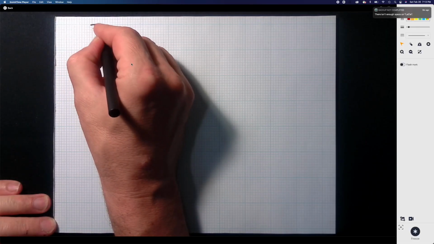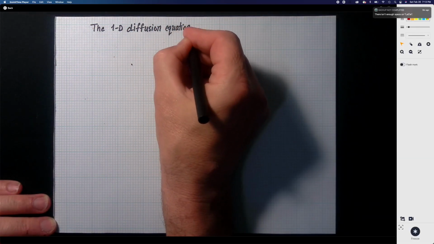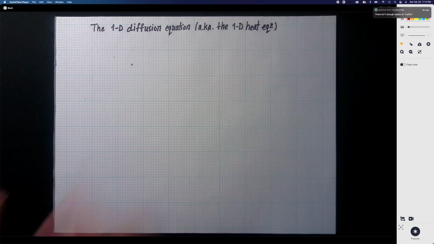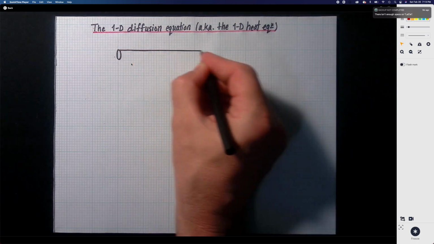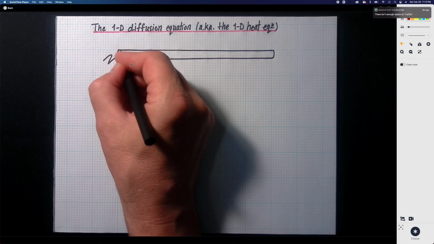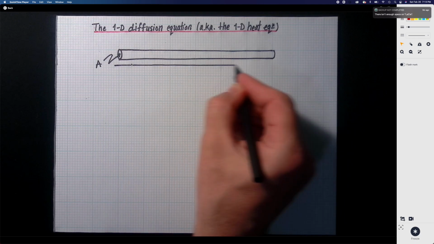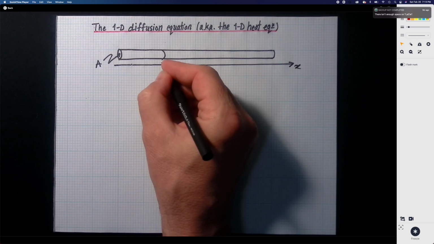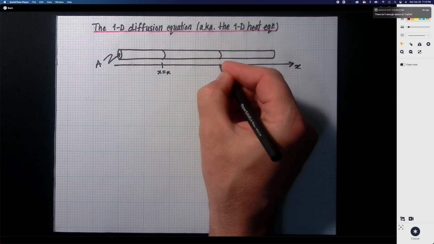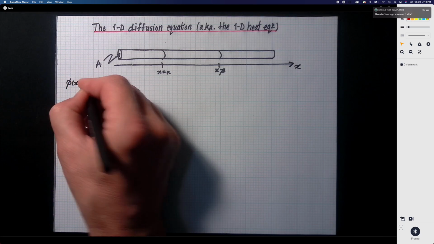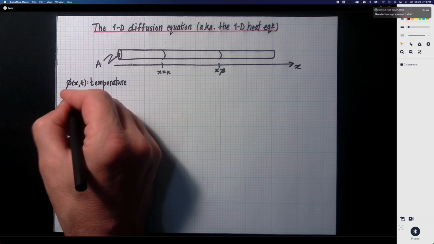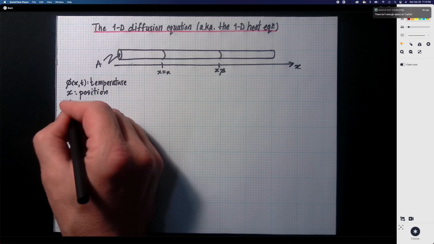In this video, we're going to look at the one-dimensional diffusion equation, also known as the one-dimensional heat equation. So we're going to consider a rod of uniform cross-sectional area A oriented along the x-axis. And we're going to consider the heat budget between position x equals alpha and x equals beta. The temperature along the rod is going to be given by phi as a function of x, which is position, and time t.